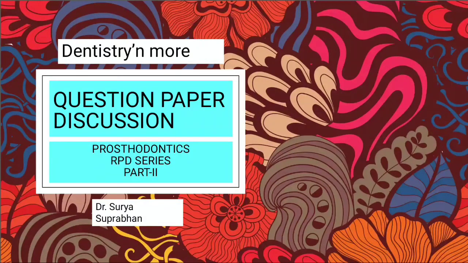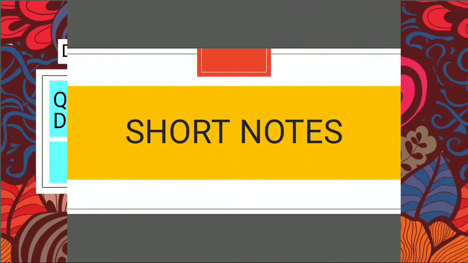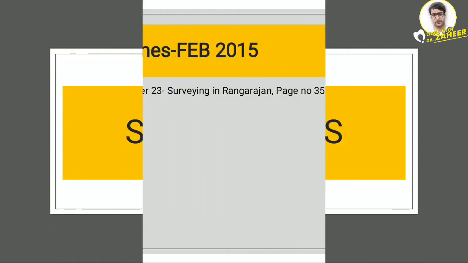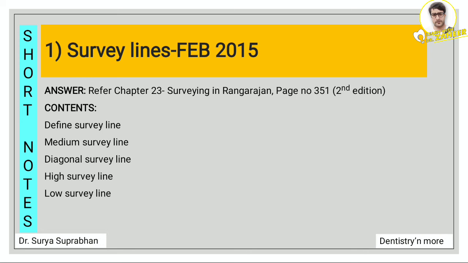Today, I'll be discussing the previously asked COHAS Prosthodontics RPD short notes. Moving on to the first short note, that is survey lines. For this you have to refer chapter 23, surveying, page number 351. First define what is survey line and then mention the four types of survey lines, that is medium, diagonal, high and low.